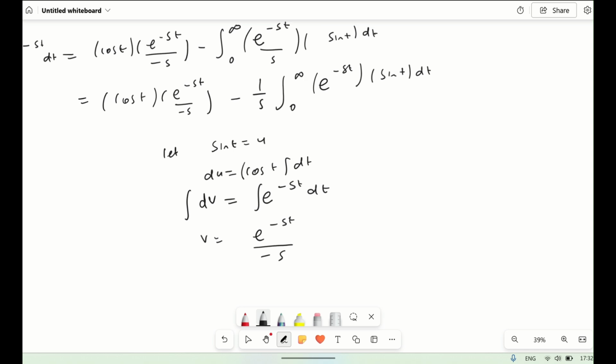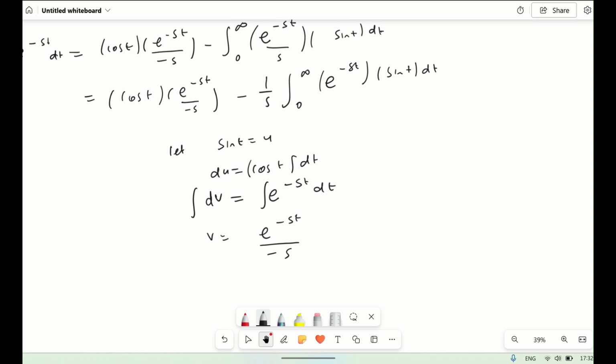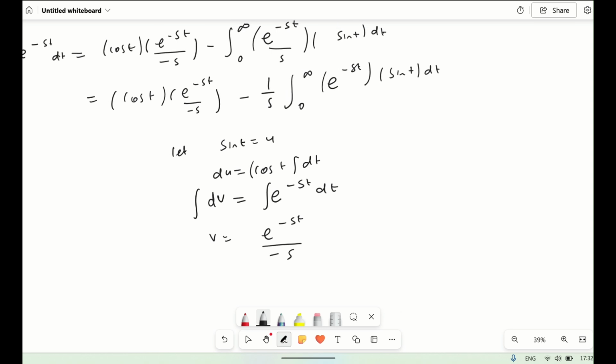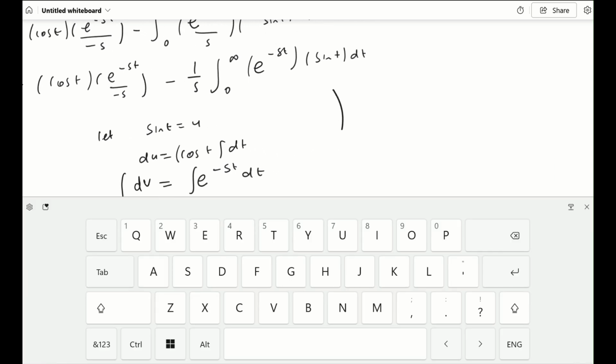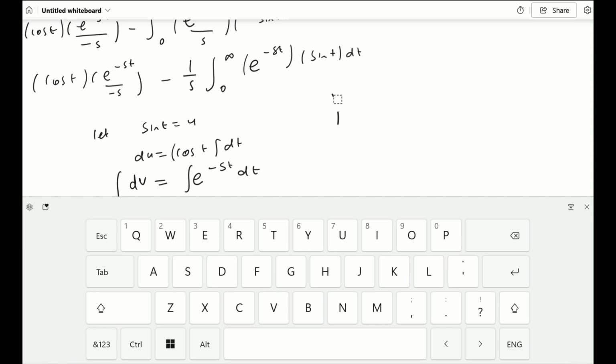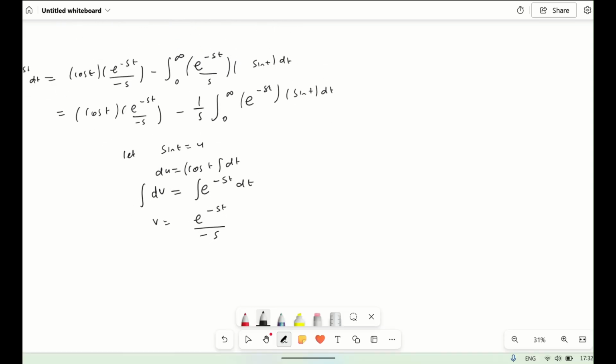And I don't know where to write. Let me do this. How do I move this thing? Trying to move this text here so that I can write it, but then it's fine.